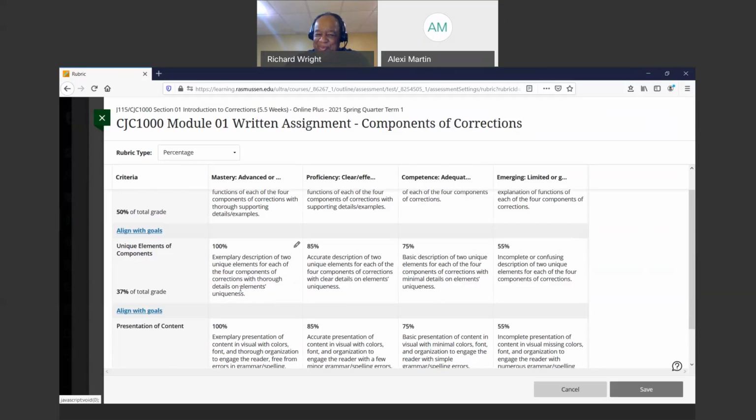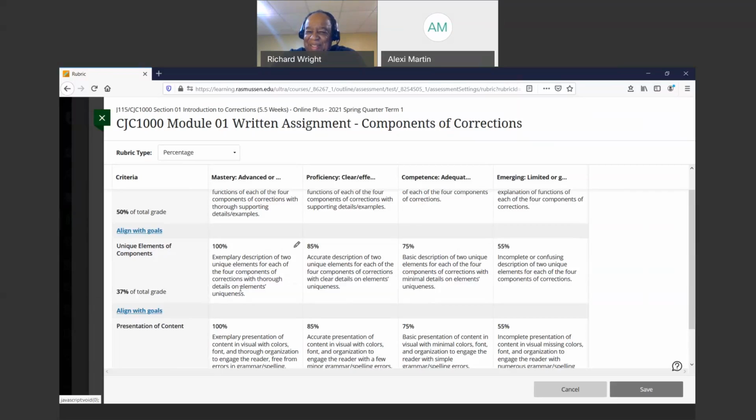Name one. Name one of the four elements. Type it in the chat box. I said name one of the four elements of correction or components. Name one. You remember? You can type no, I don't remember, or type one of them.